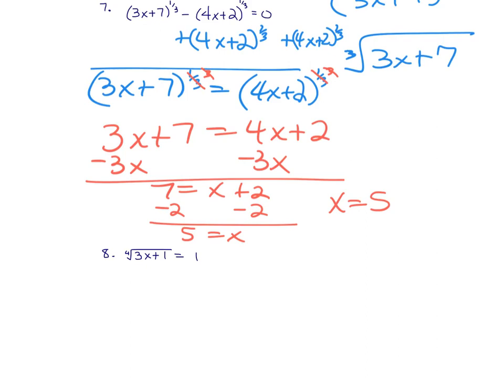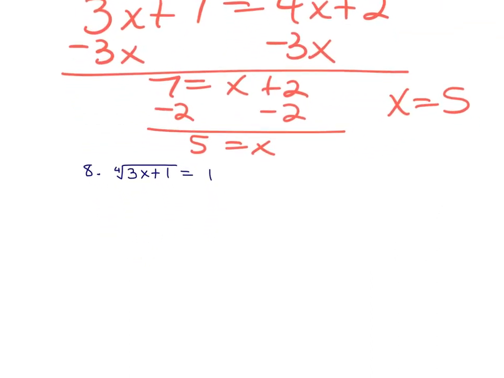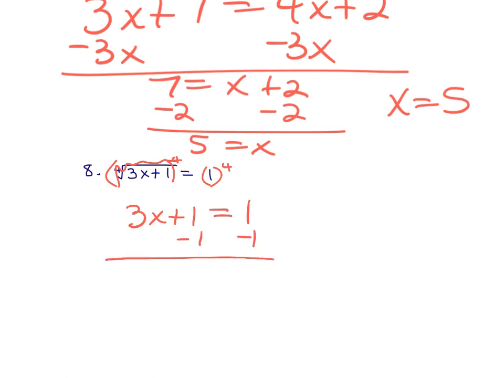Next one, it's already isolated. So remember, to get rid of that 4th root, we're going to raise both sides to the 4th power. So this would just cancel. And I get 3x plus 1. 1 to the 4th power is just 1. And now I solve. Subtract 1, 3x equals 0, divide by 3, and x equals 0.